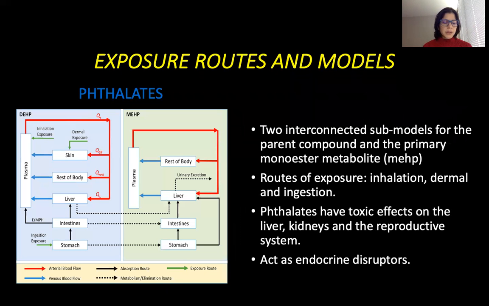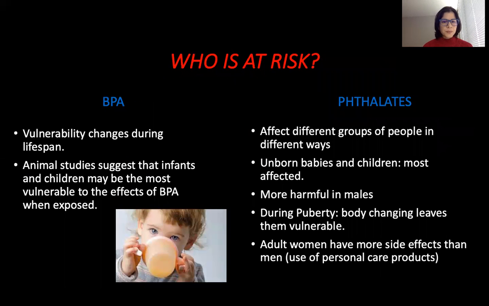And phthalates, we can see two different interconnected submodels for the parent compound and the primary monoester metabolite, which is MEHP. The routes of exposure in this case are inhalation, dermal, and ingestion. Phthalates have toxic effects on the liver, kidneys, and reproductive system, and they act as endocrine disruptors.